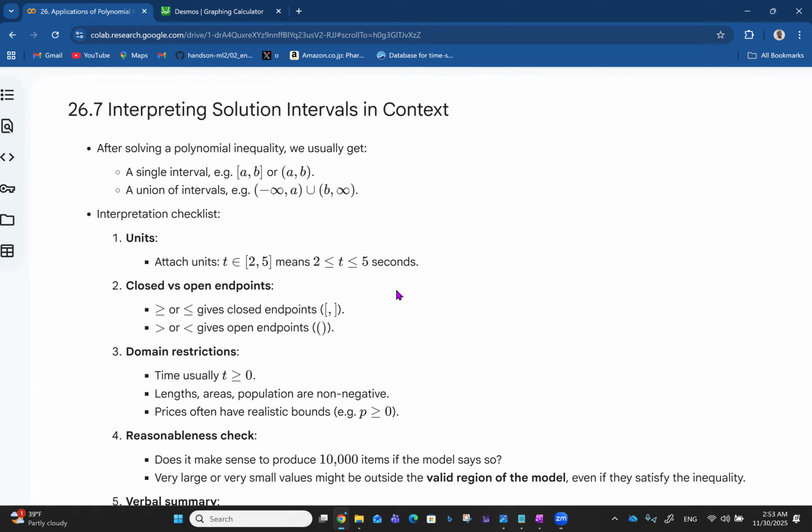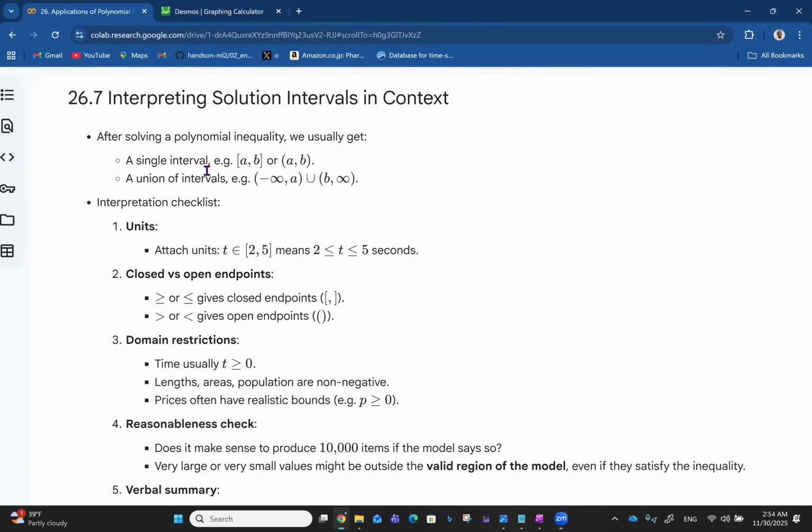All right, so interpreting solution intervals in context. After solving a polynomial inequality, we usually get a single interval, e.g., closed interval [A, B] or open interval (A, B). We can also have a union of intervals, e.g., (-∞, A) ∪ (B, ∞). Interpretation checklist: talk about the units, e.g., t belongs to the closed interval [2, 5], meaning that time is from 2 to 5 seconds. Then closed versus open endpoints: greater than or equal to or less than or equal to gives closed endpoints, greater than or less than gives open endpoints. You have domain restrictions. Time usually starts at t greater than or equal to 0.